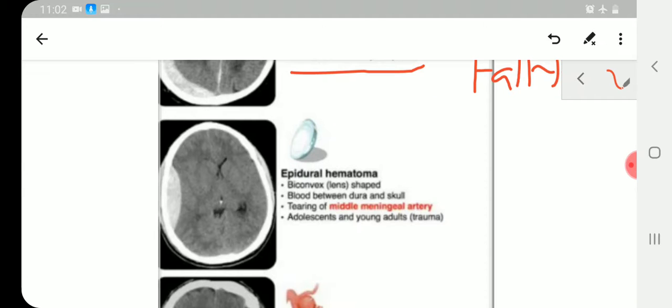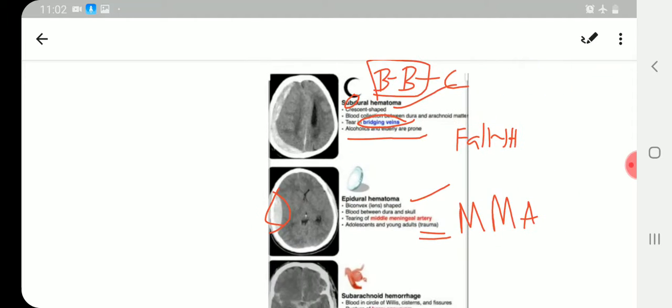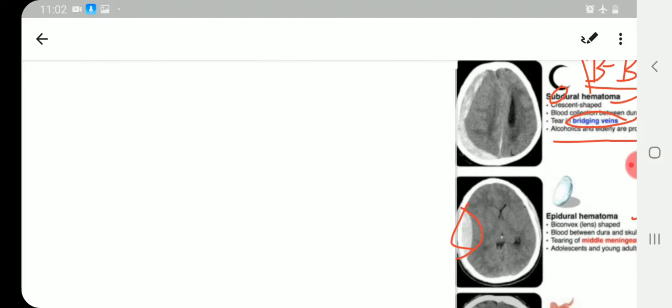Okay, the next is the epidural hematoma. It is lens shaped or biconvex shaped. As it progresses, it could become lemon shaped. Tears of the middle meningeal artery is the reason for epidural hematoma. So trauma will be the cause. First, I want you to remember these two. So I'd like to make a small pictorial presentation.